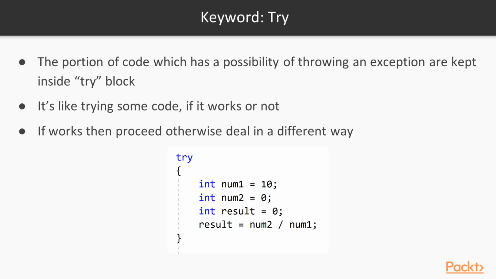Now let's talk about the important keywords. First, let's talk about the try block. The block of code which has a possibility of throwing an exception is kept in this try block. It's like trying some code. If it works, it's fine. If it doesn't work, if it throws an exception, we have another plan to handle it.